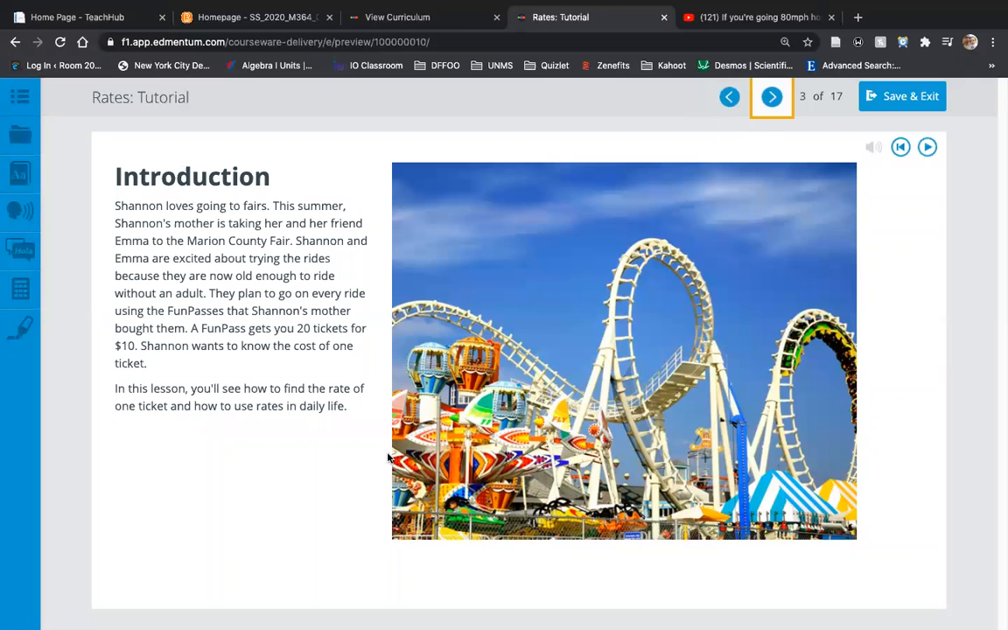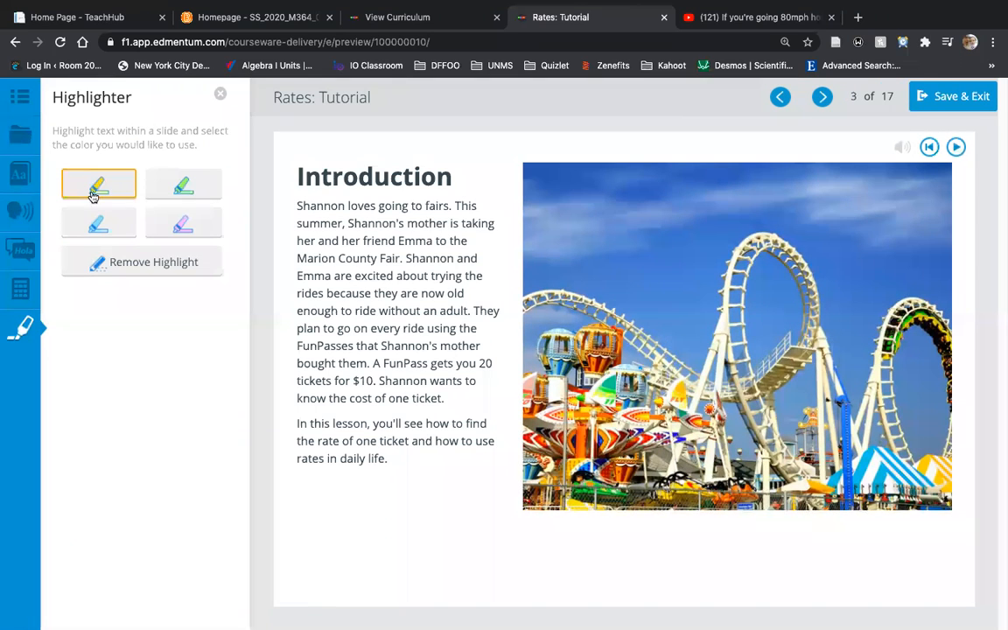It says, Shannon loves going to fairs. This summer, Shannon's mother is taking her and her friend Emma to the Marion County Fair. Shannon and Emma are excited about trying the rides because they are now old enough to ride without an adult. They plan to go on every ride using the fun passes that Shannon's mother bought them. A fun pass gets you 20 tickets for $10, right?